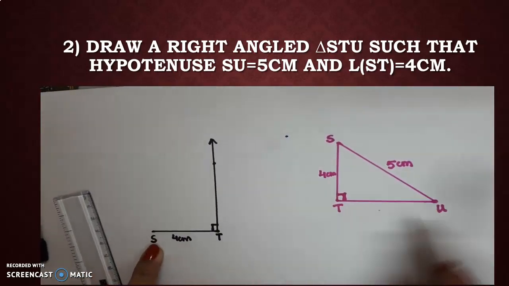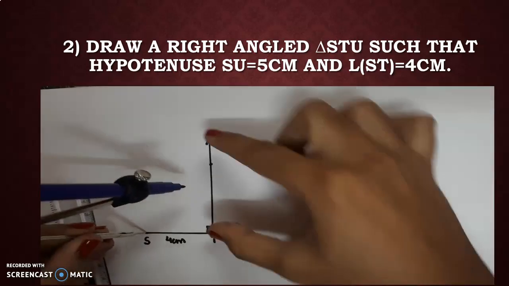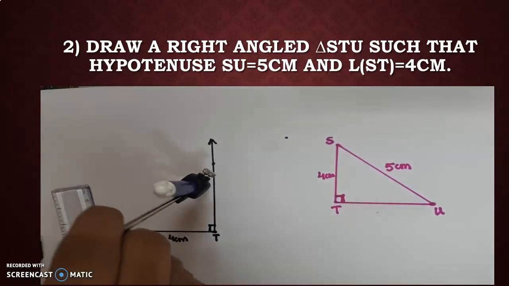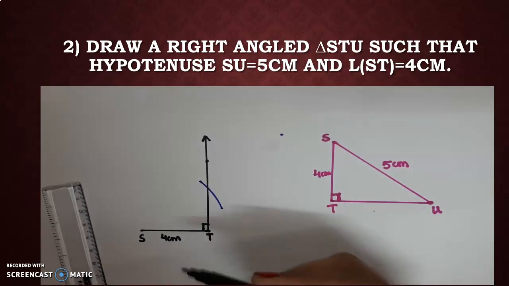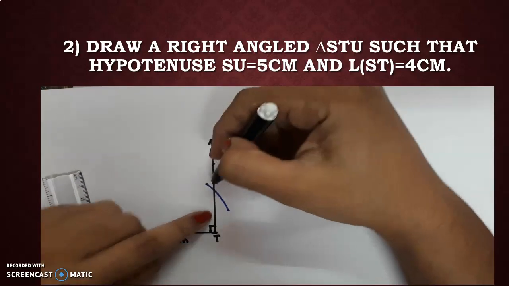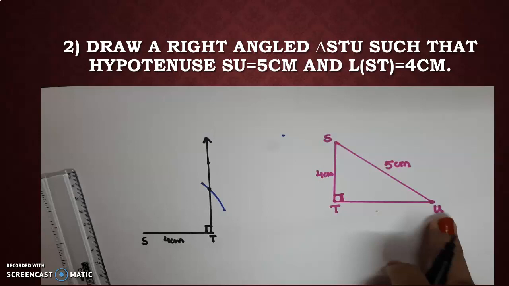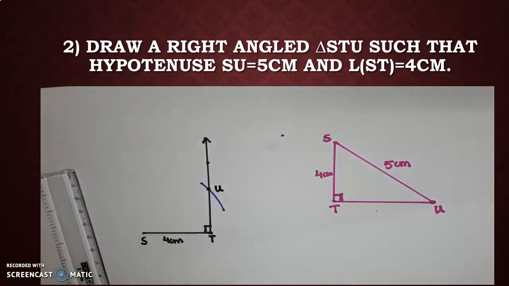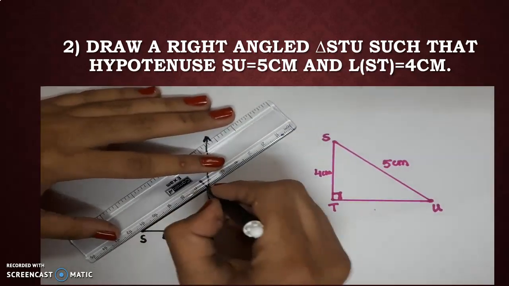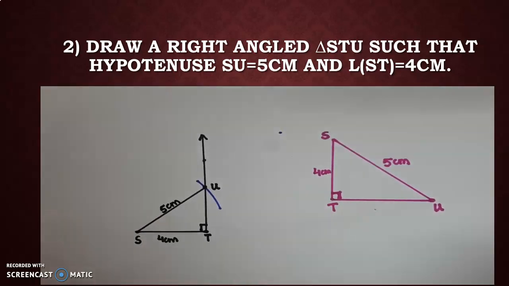Now my SU is 5 centimeters. I have S, I don't have U. So we will keep the compass on point S and put an arc on the ray which we have just drawn. After putting that arc, we see at which point this arc has intersected the ray. At this point. So this point is nothing but our third letter, U. Then we join S with U. SU is 5 centimeters, so here we will write 5 centimeters.